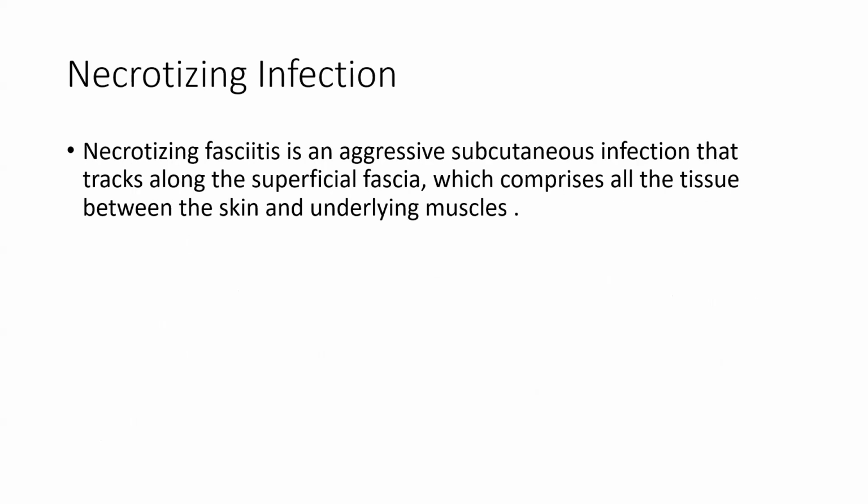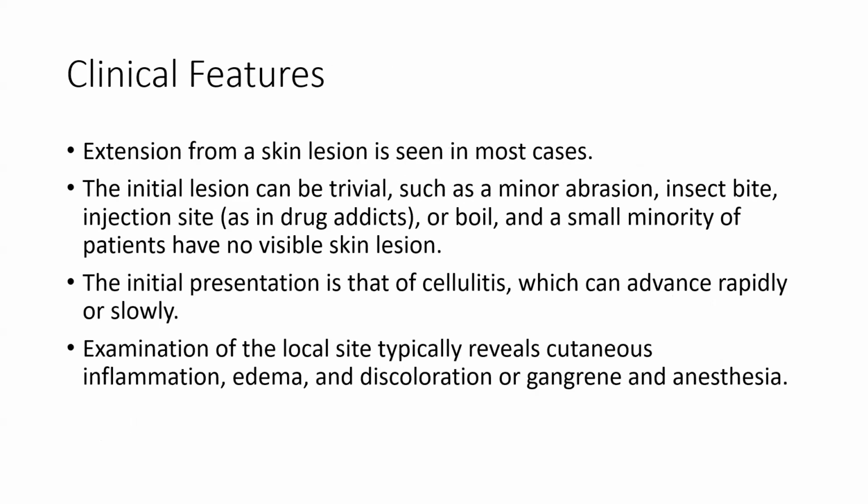Then necrotizing infection. Necrotizing fasciitis is an aggressive subcutaneous infection that tracks along the superficial fascia, which comprises all the tissue between skin and underlying muscle. So extension from a skin lesion is seen in most cases. The initial lesion can be trivial, like a minor abrasion, insect bite, injection site, or boil. A small minority of patients have no visible skin lesion. So the initial presentation is that of cellulitis, which can advance rapidly or slowly.